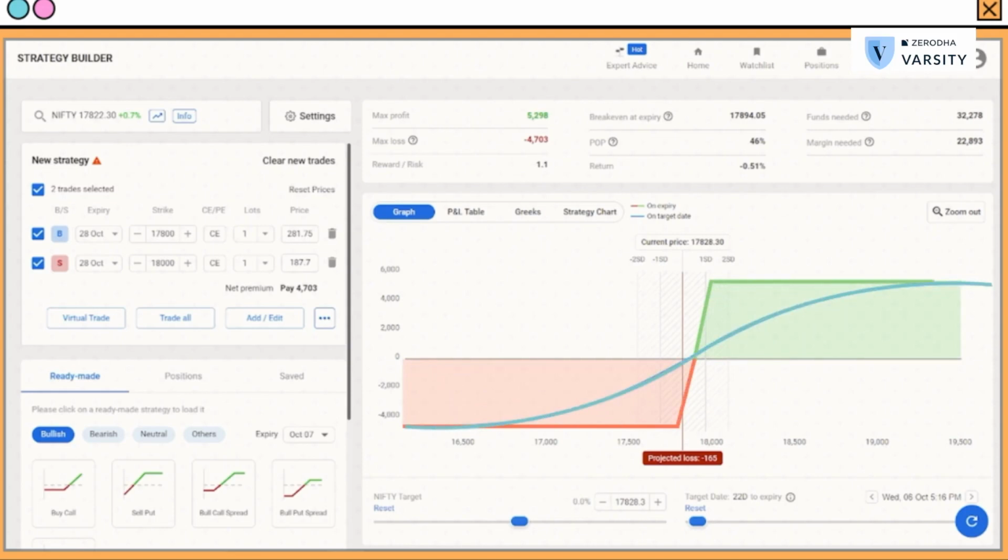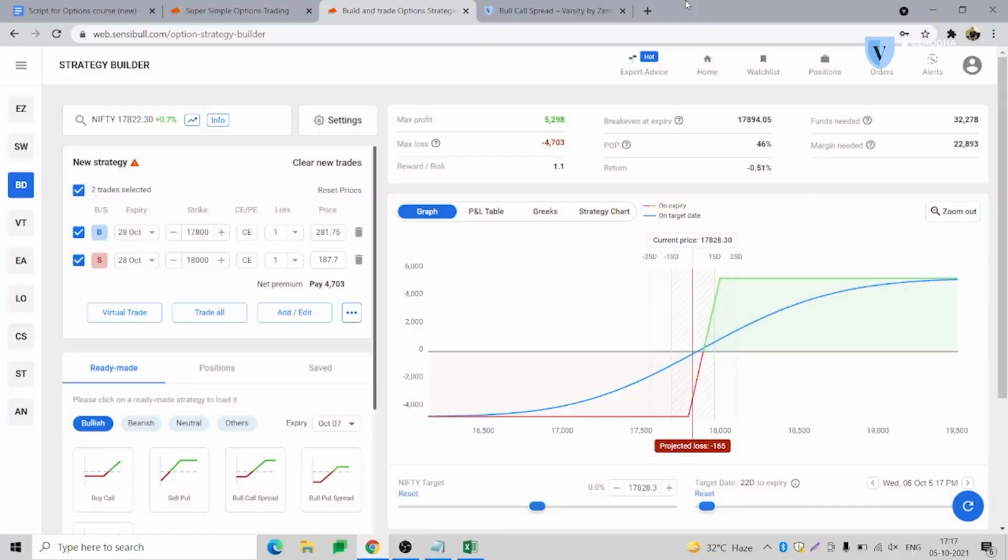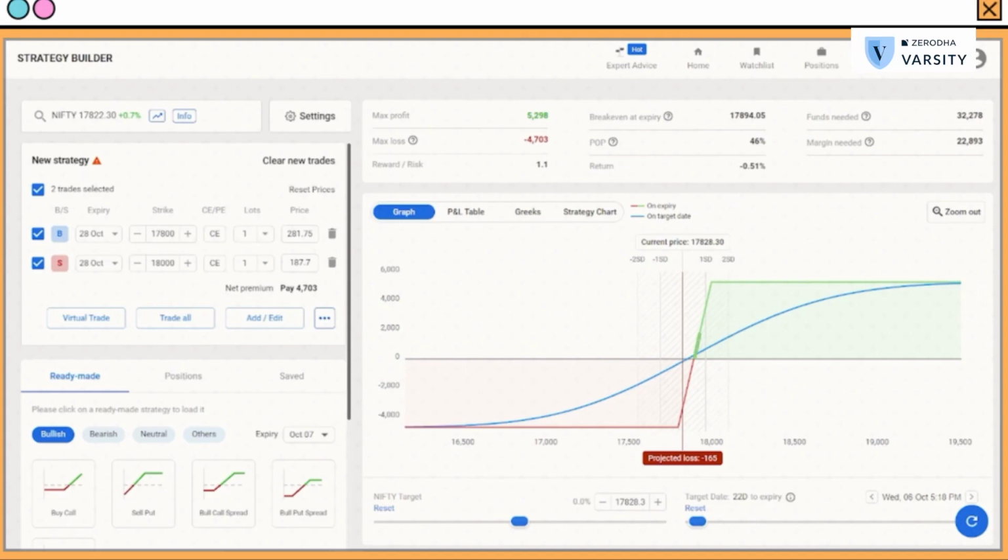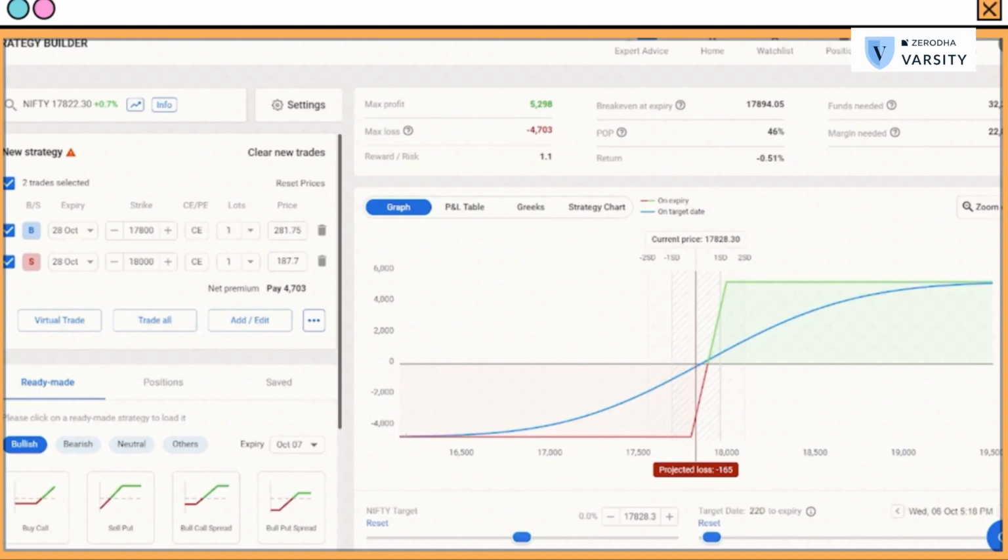What you're seeing here is the combined P&L of the long and short position. There are three sections that I want you to pay attention to. The first section is the portion of the graph which is red in color. What that is trying to indicate is, irrespective of how much the market falls after I initiate the bull call spread, the loss is contained. Likewise, the green part of the chart indicates that the profit, irrespective of how much the market moves up, is also contained. Both profits and losses are predefined here.